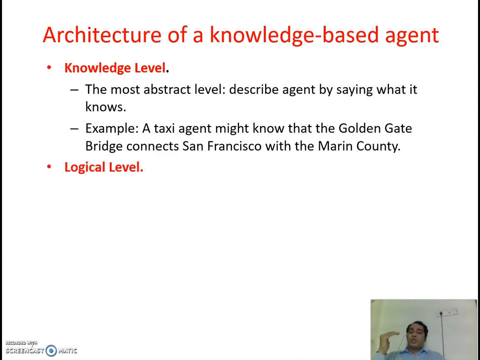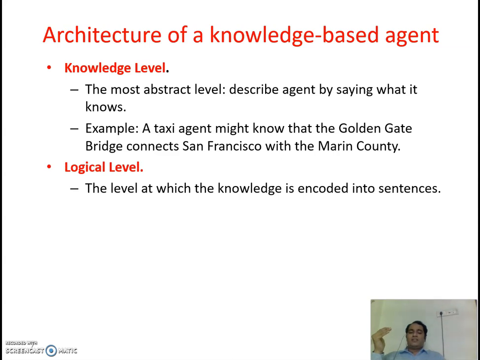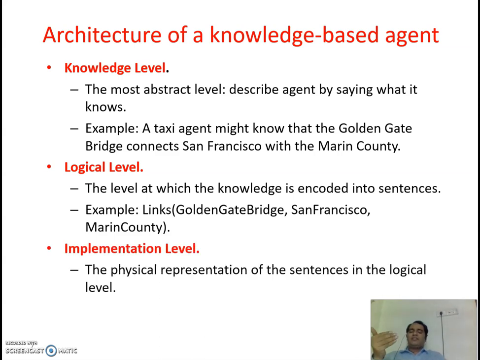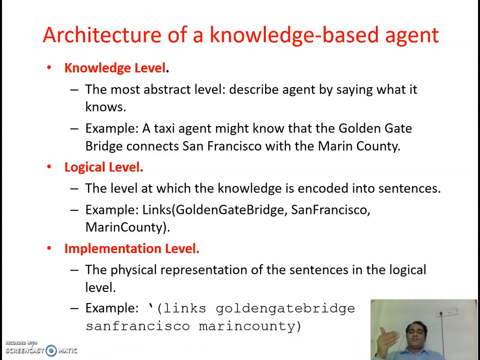Now at the logical level, we need to understand the level at which the knowledge is enclosed into sentences. The knowledge now is represented in the form of some sentences. For example: links Golden Gate Bridge, San Francisco and Marin County. So this is how I can represent it at logical level. Now at the implementation level, the same sentence needs to be encoded using some programming language like Lisp or Prolog. So at implementation level, the physical representation of the sentences in the logical level needs to be considered. For example, the same information of a taxi agent knowing that the Golden Gate Bridge connects San Francisco with the Marin County can be represented like this.